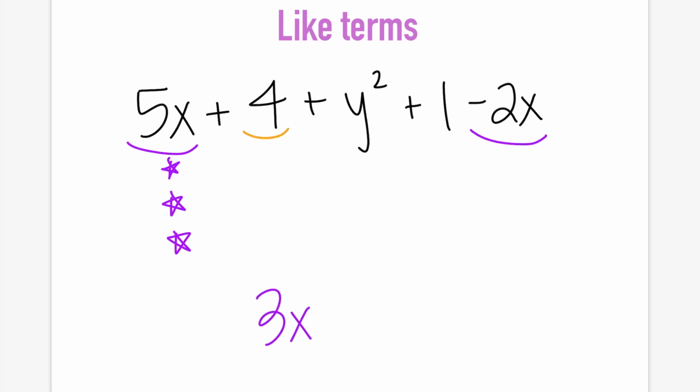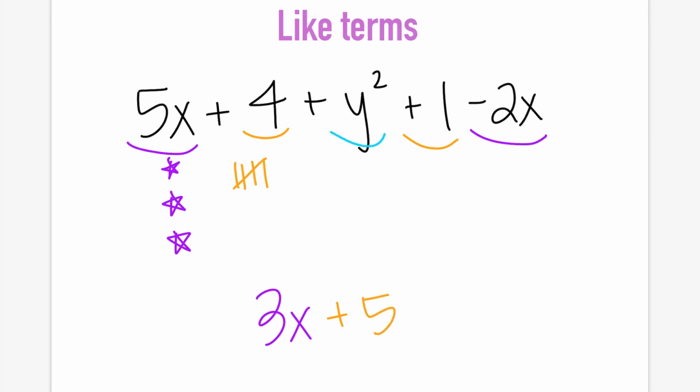This here is a constant because it doesn't have any variables, so I'm going to represent it with tally marks. So we have 1, 2, 3, 4. If we're adding 1, we're going to add 1 more to that. So when I combine the like terms with constants, I know I'll end up just with 5.